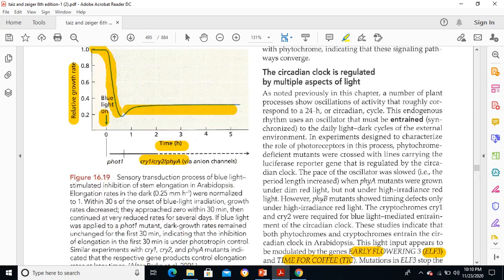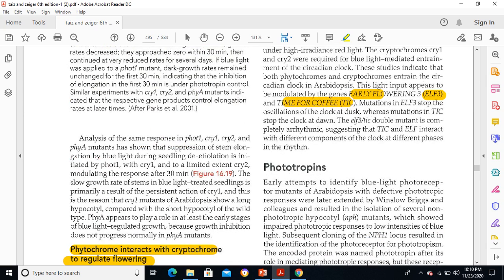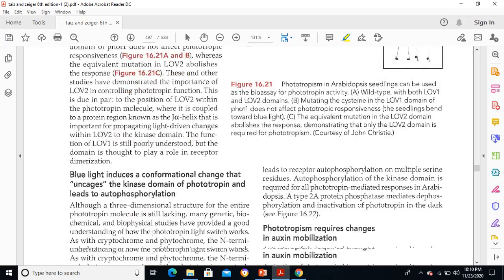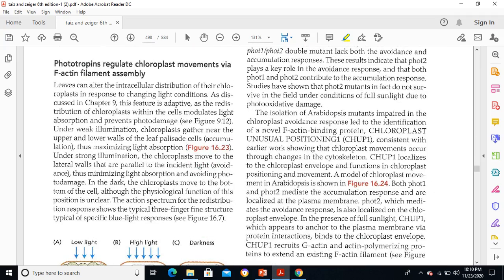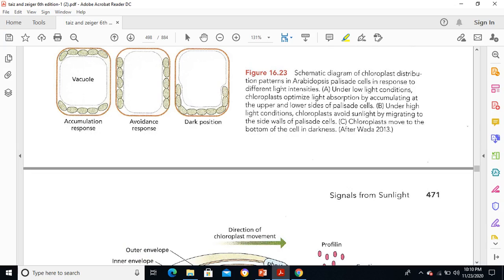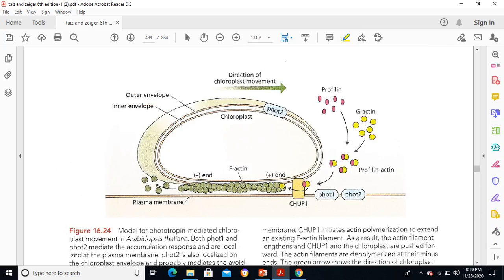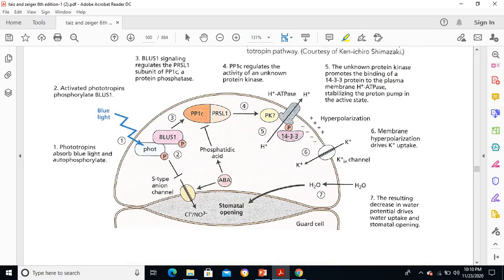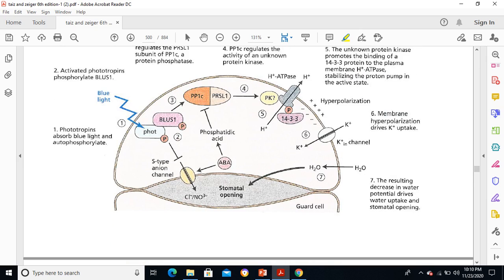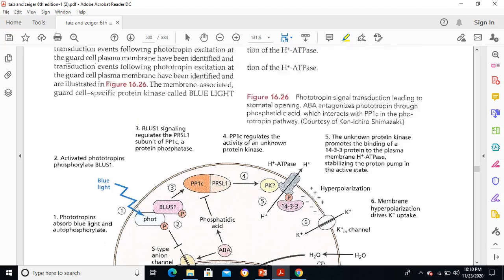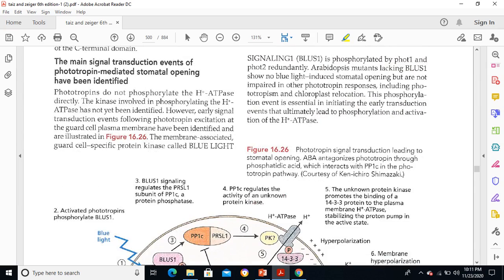And next is phototropins, another blue light mediated photoreceptor. Here you will study chloroplast movement. It is very important, especially C-part questions are asked on it. This is chloroplast movement. Then you will learn about stomatal opening. This is again a blue light mediated response. This is also very important for C-part questions, CSIR. So you will learn the detailed mechanism in the next video.